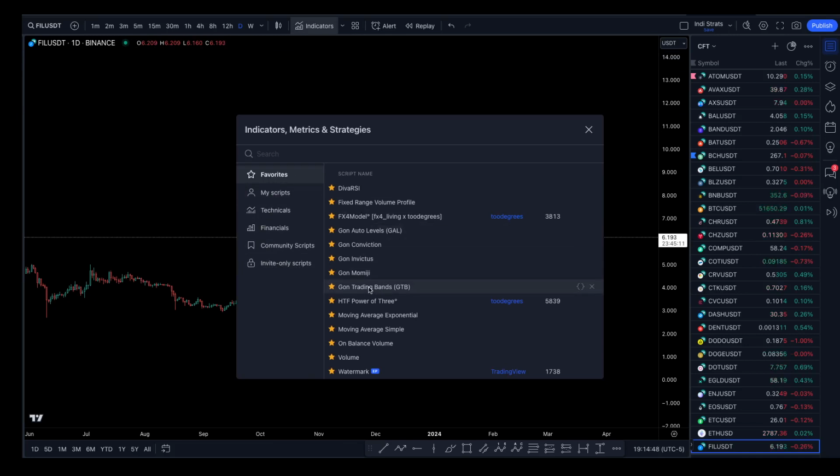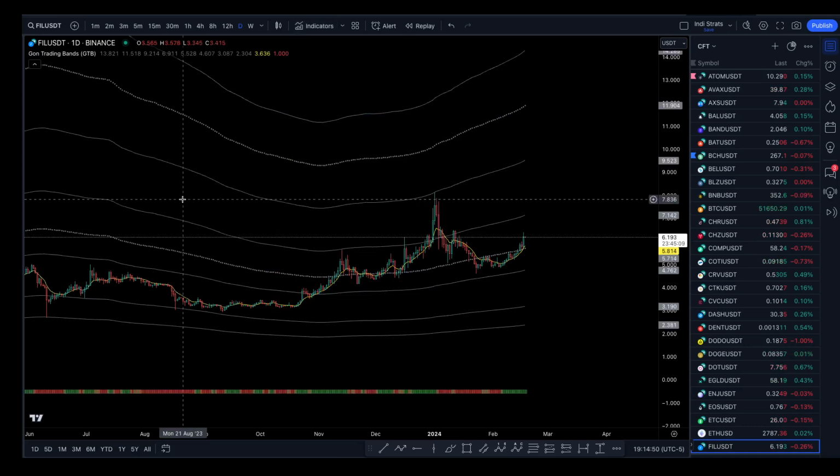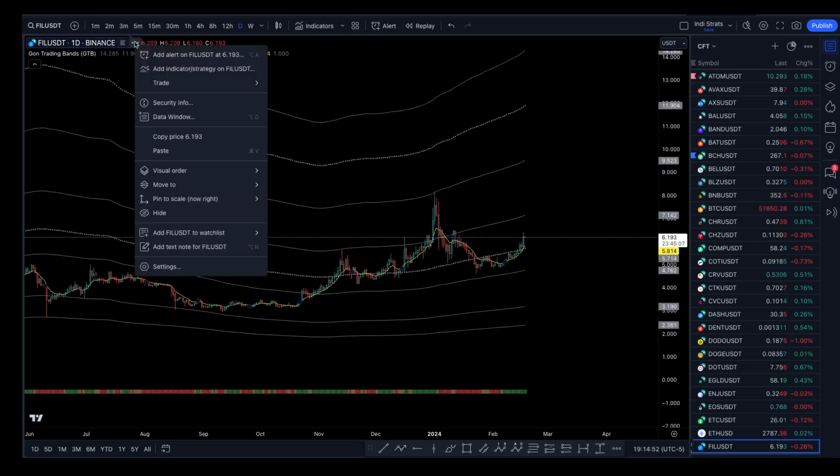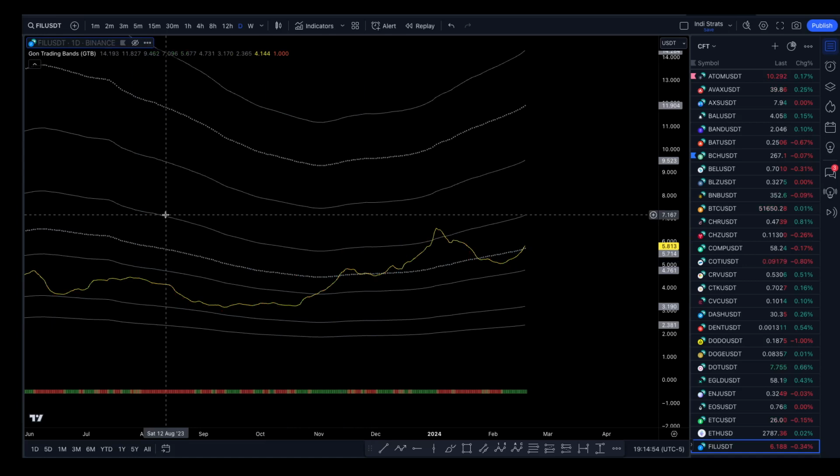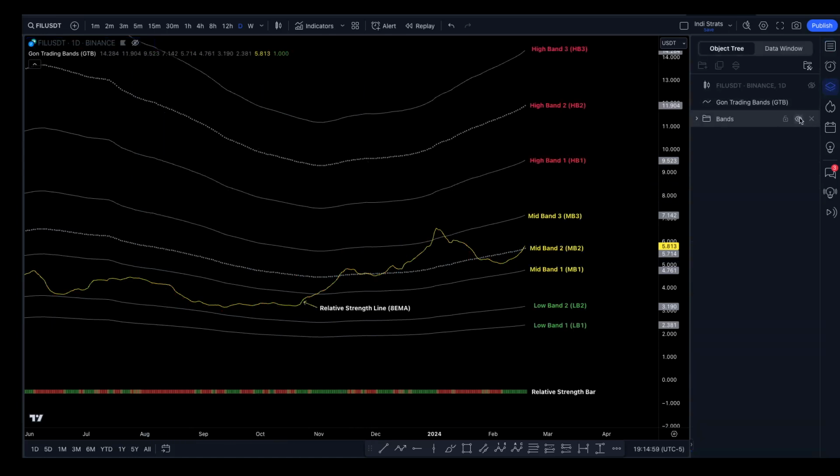I already have them in my favorites, so I can add them right from here. Let's start with the Gon Trading Bands. I want to focus on the indicator only, so I will hide the price action candles for a minute and also pull up the description here. So the Gon Trading Bands consist of three main sections. The lower section consisting of the low band 1 and 2, the mid section, mid band 1 to 3, and the higher section of high band 1 to 3.